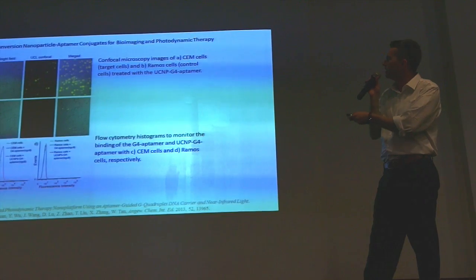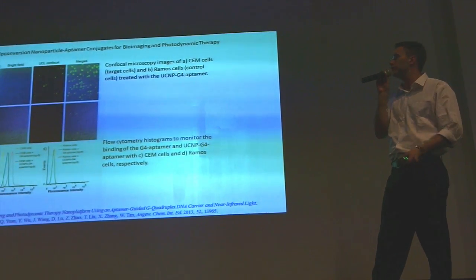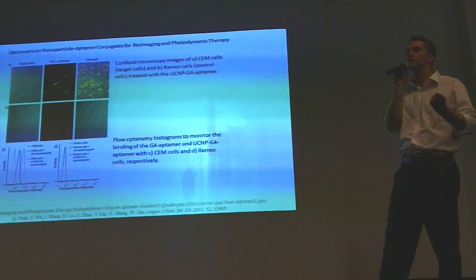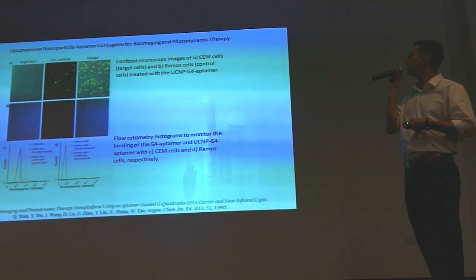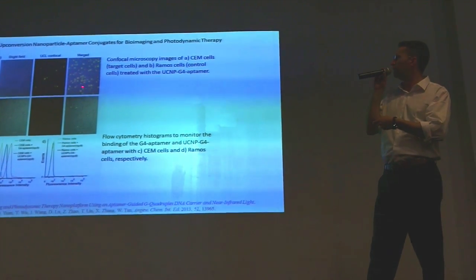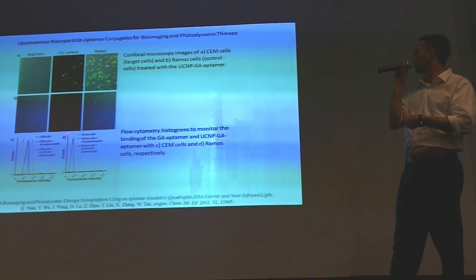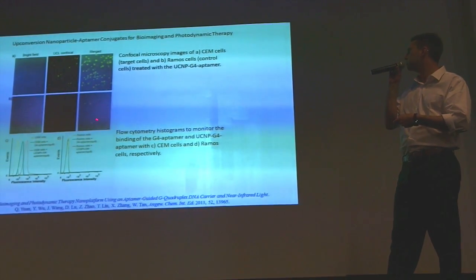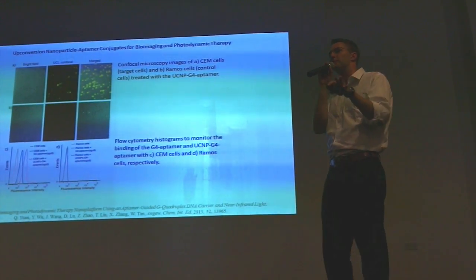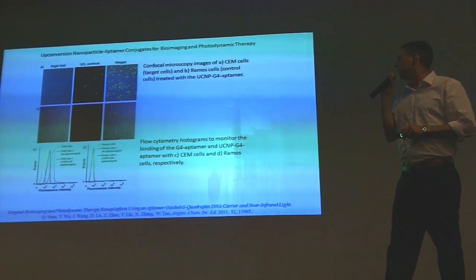Now this is where we did some confocal microscopy to show that it was actually able to get to these target cells, the CM cells, versus the rainbow cells. As you can see, the CM cells are highly bright, whereas the rainbow cells are dark. So it was able to differentiate between the CM cells and rainbow cells quite nicely.